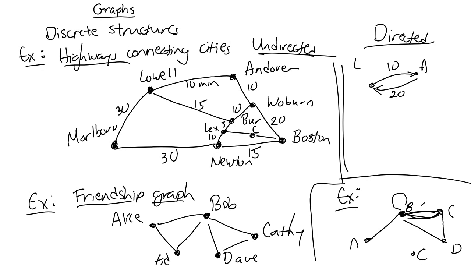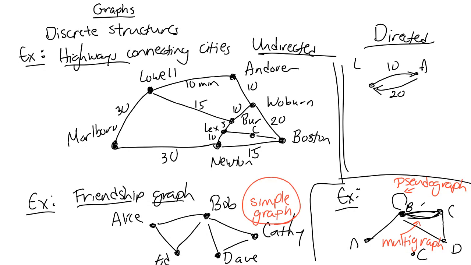So depending on the context, we have different names that we use. When we have a loop, we call it a pseudograph. When edges are repeated, we call it a multigraph. When you have no loops, no repeated edges, no directions, we call it a simple graph. And you can find these definitions written down in the text. And we will look at the text shortly.